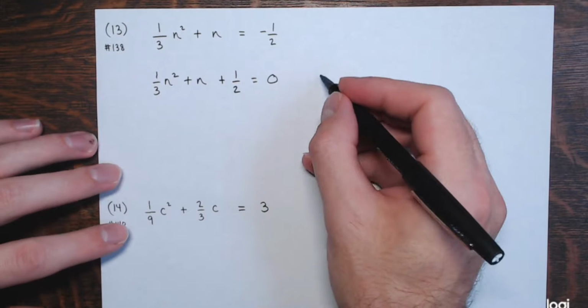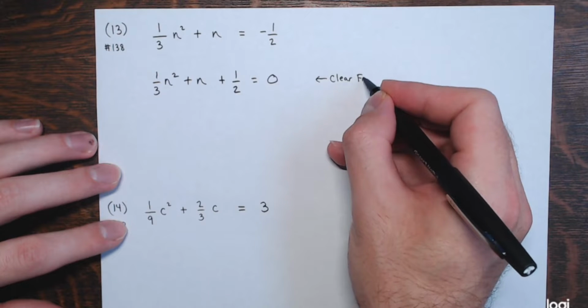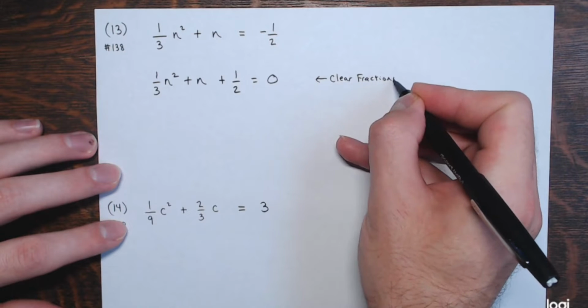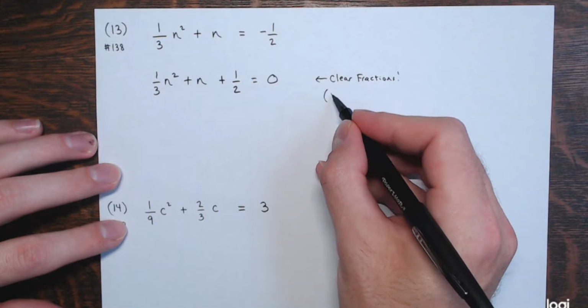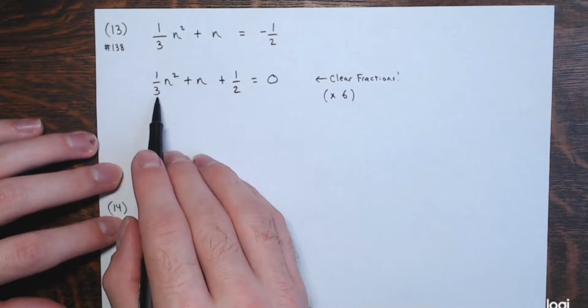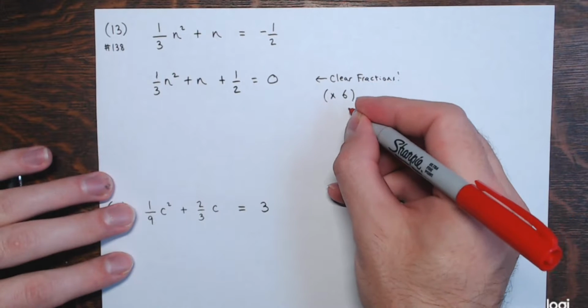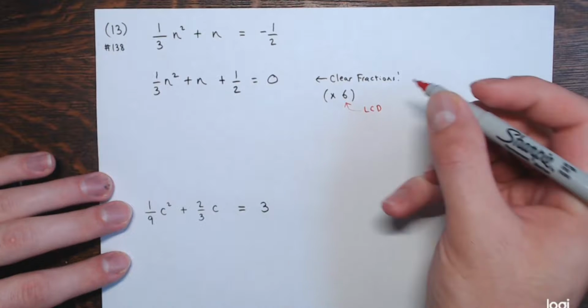So let's clear the fractions. Now I hope you recall how to clear fractions in an equation. I'm going to multiply by 6, right? That's the LCD, right? The least common denominator. And I'll make that little note here. Right, this is the LCD, the least common denominator.